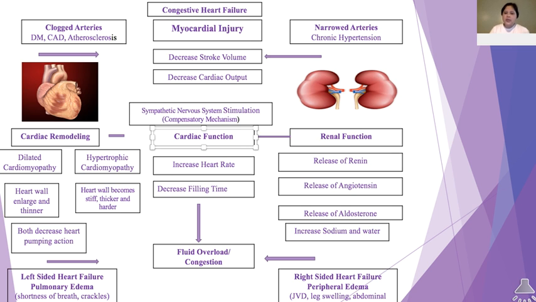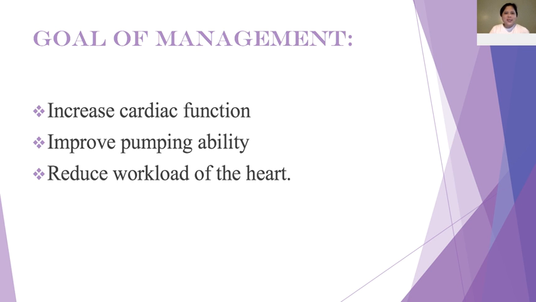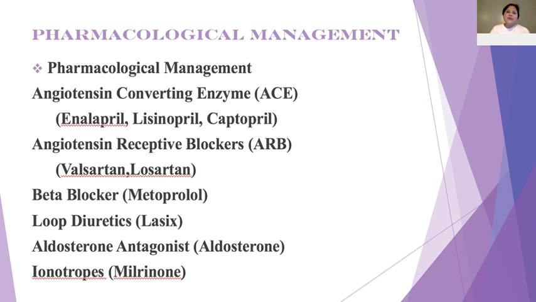And how are we going to do this? The goal of management is to increase cardiac function, improve pumping ability, and reduce the workload of the heart. And how will we do that? Some pharmacological management will help take care of this CHF problem. Angiotensin converting enzyme inhibitors act as a vasodilator that opens the narrowed arteries. ARBs are the substitute for ACE. Beta blockers strengthen the force of contraction of the heart. Loop diuretics like Lasix decrease workload in the heart. And aldosterone antagonists are the potassium sparing diuretics.